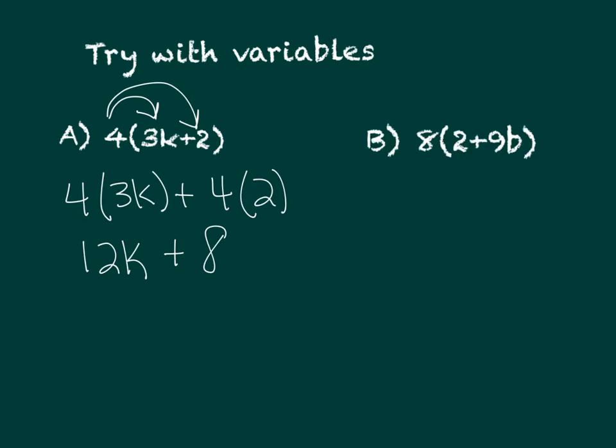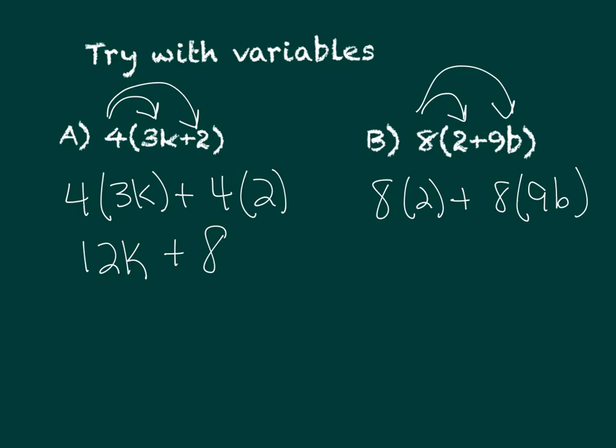Then for part B, we do the exact same thing, and we're going to distribute the 8 to the 2 and the 8 to the 9b. So we get 8 times 2 plus 8 times 9b. 8 times 2 is 16 plus 8 times 9b, which is 72b.